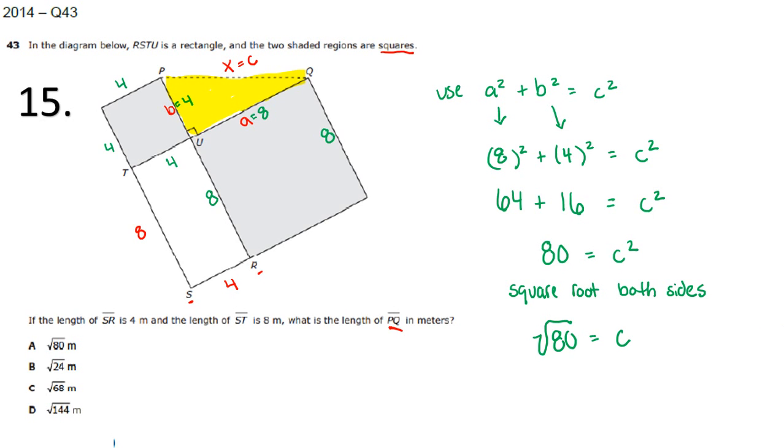Now take a look at our answers. They didn't actually finish this, because if we take the square root of 80, we have 8.944. But none of my answers are 8.944. So they actually used this answer, which is a perfectly fine way. That's called radical form. They used the radical form as the answer. Okay, so our answer is A.